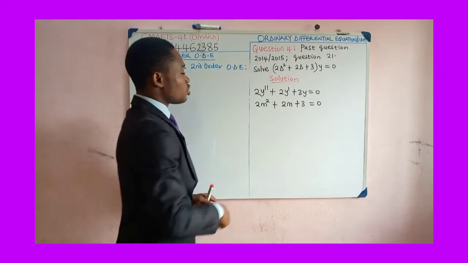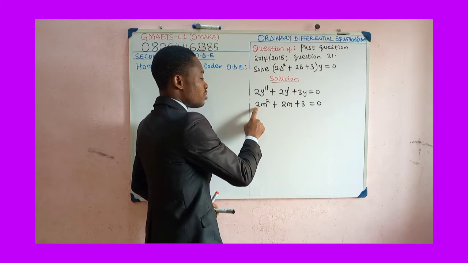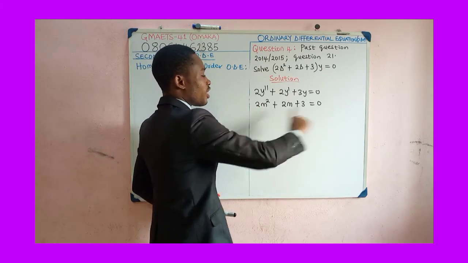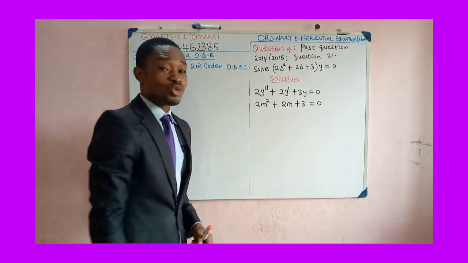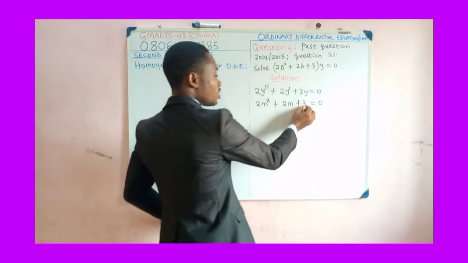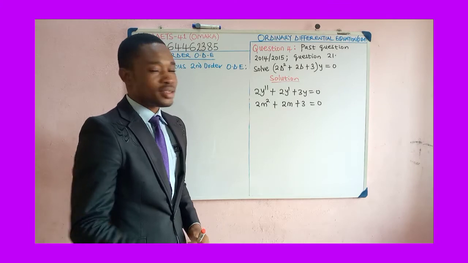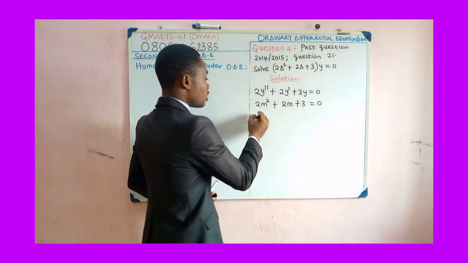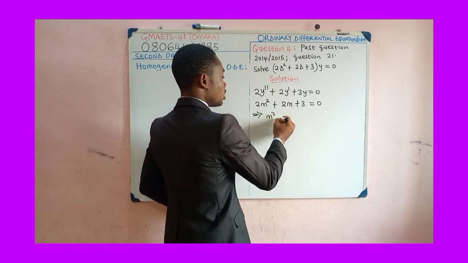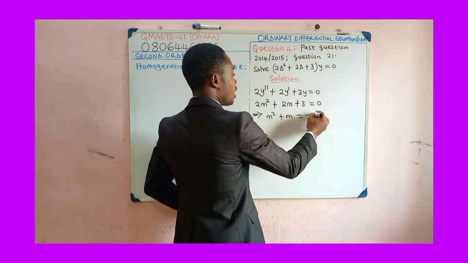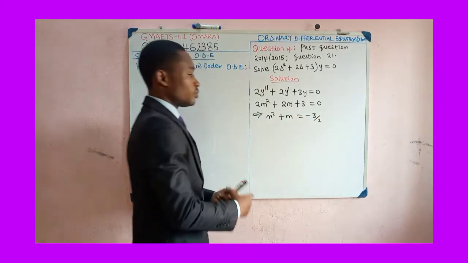The first thing we're going to do is to remove this 2, make it to be 1, and that means I have to divide through by 2. And once you're doing that, take note that this 3 has to be moved to the right hand side. Is that so? So let's do that. This is going to give us m squared plus m equal to -3 over 2.